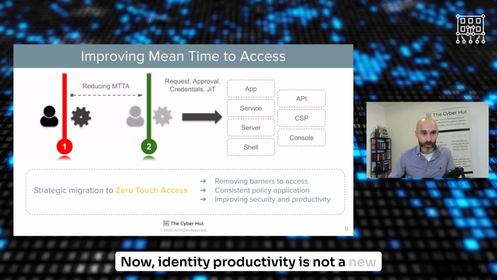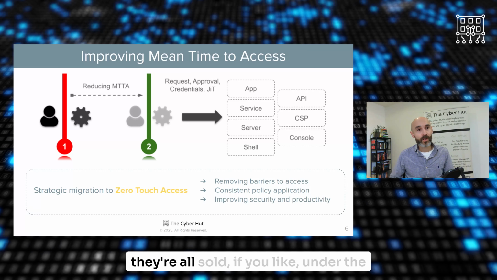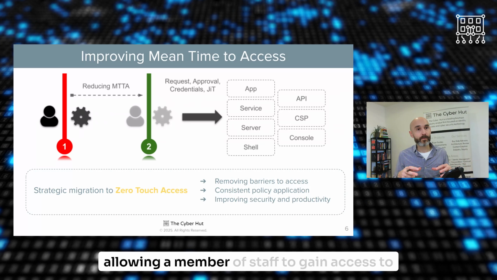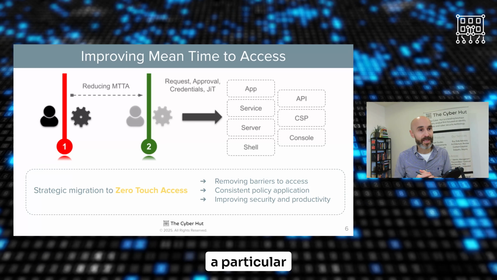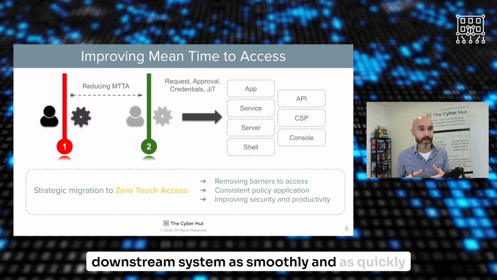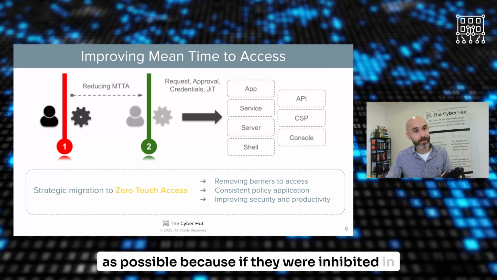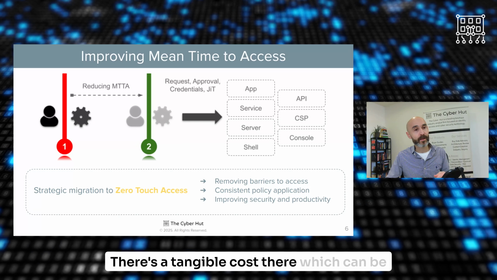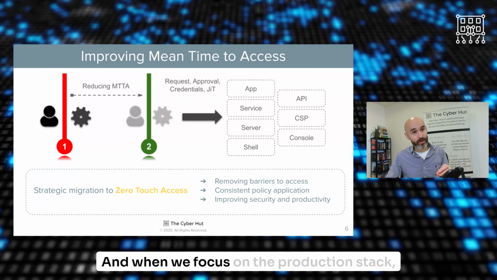Identity productivity is not a new concept. I think if we go back 20 years, single sign-on, onboarding services and other, they were all sold, if you like, under the umbrella of improving employee productivity, allowing a member of staff to gain access to a particular downstream system as smoothly and as quickly as possible. Because if they were inhibited gaining access to a system they need to do their job, by design, they aren't being productive. There's a tangible cost there, which can be identified. And when we focus on the production stack, that mean time to access suddenly becomes a cascading problem, because on a twofold level.